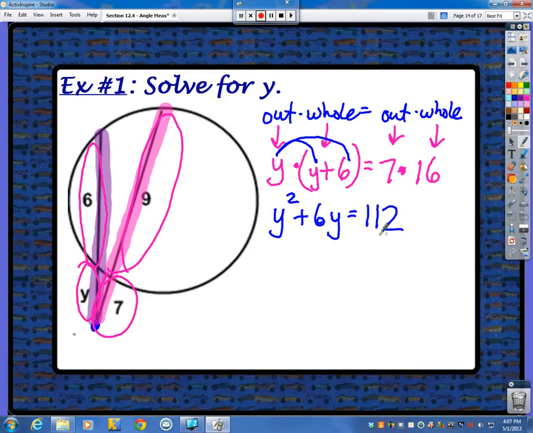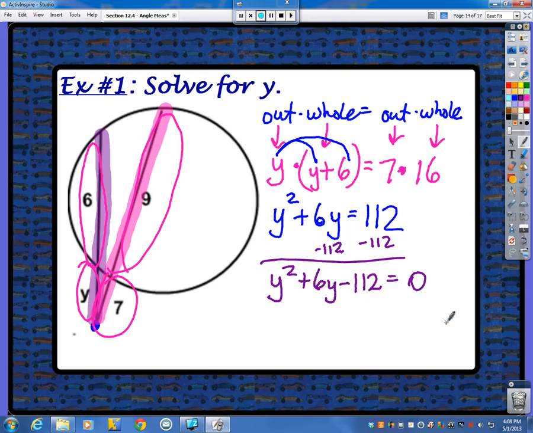So if I look at this, this kind of looks familiar, like a problem that maybe we've been working on in terms of some portfolio questions. We have a squared term, a not squared term, and a constant. This is going to be a factoring type problem. So what you're going to want to do is move everything over to one side. So we're going to want to subtract our 112 over. So I have y squared plus 6y minus 112 equals 0.